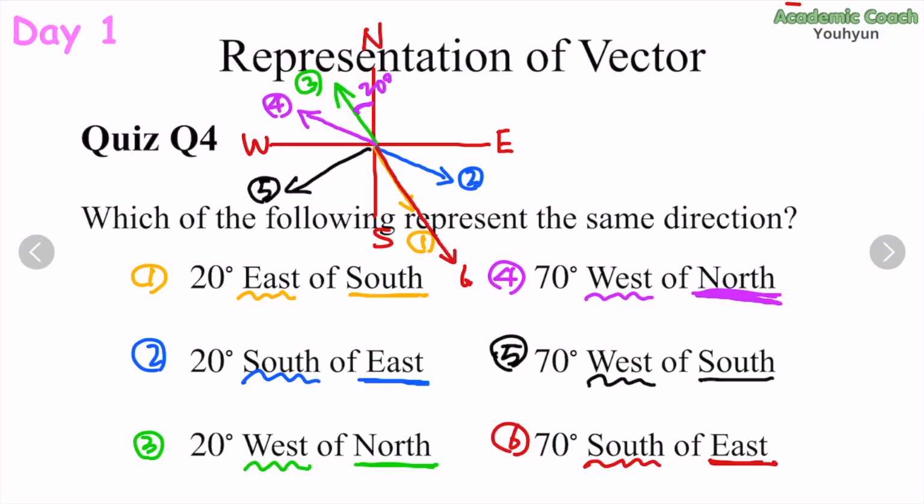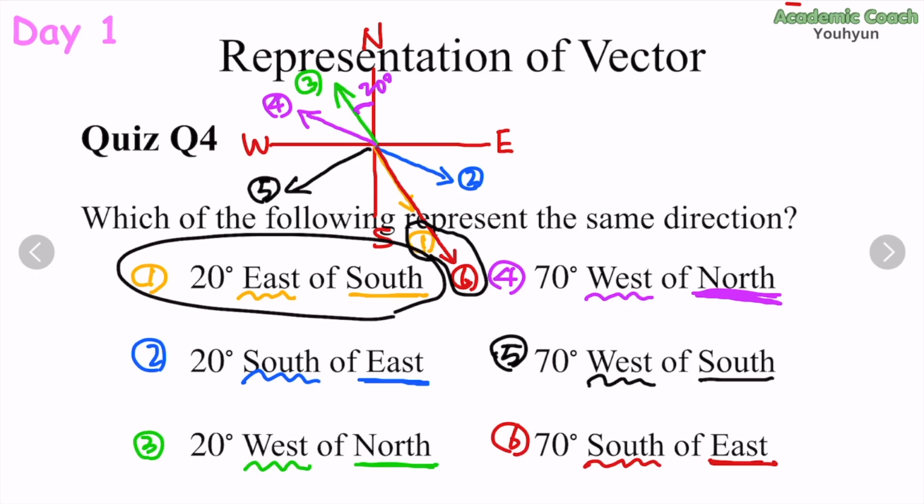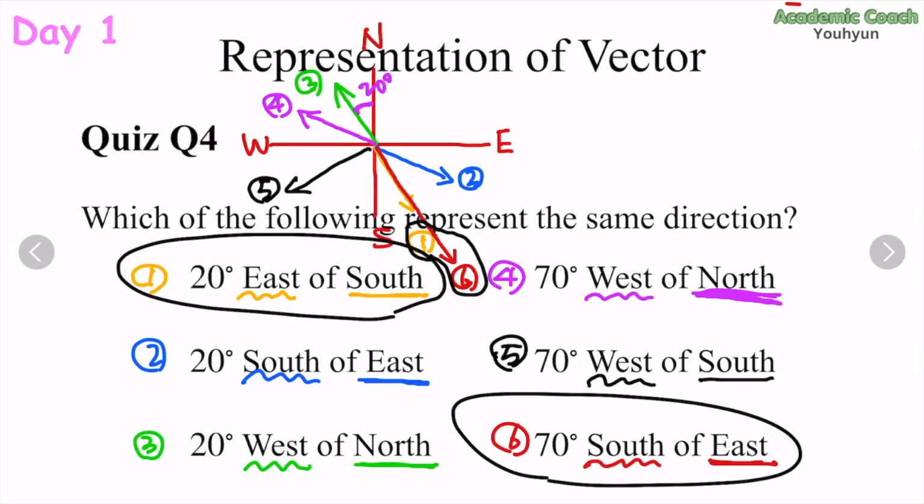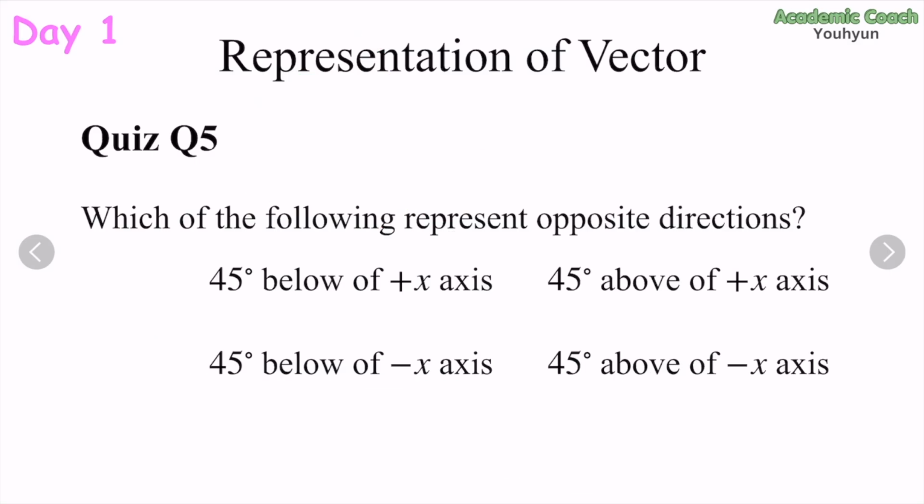So it's obvious that direction number one and six are of the same direction. So this one and this one, they are pointing at the same direction. So you should be able to label the direction of all of these six directions on this four direction coordinate. And next, we have another question. And this time it asks which of the following represent opposite directions instead of the same direction. And we are given four directions.